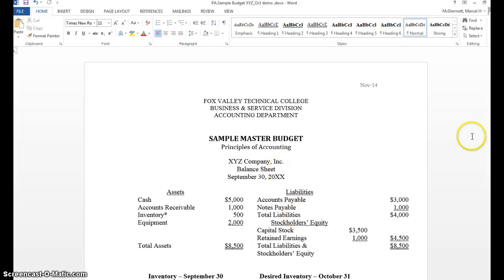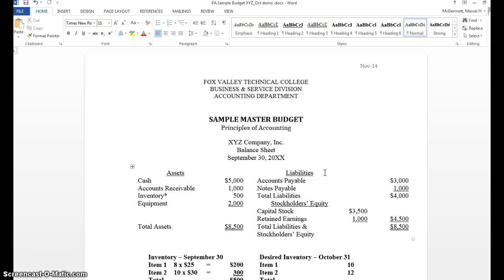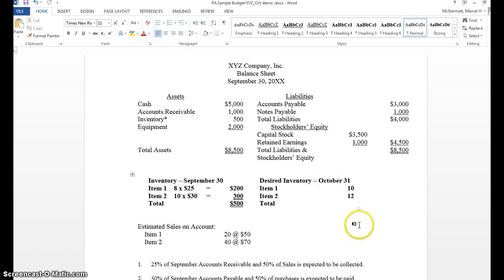Just wanted to give you a kind of a head start on the budget project. You'll be working on two worksheets. This is a sample master budget for the XYZ company for September 30th. This is your beginning balance. You're going to be projecting October using the assumptions on page 1.